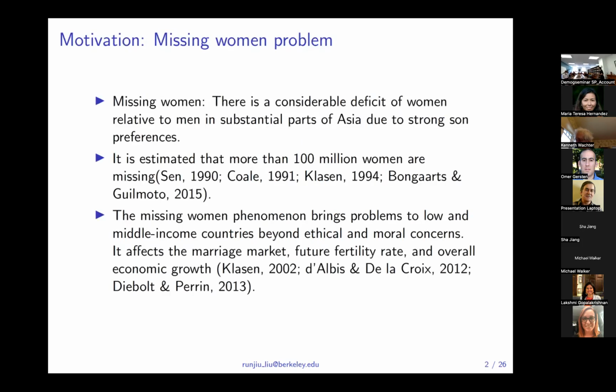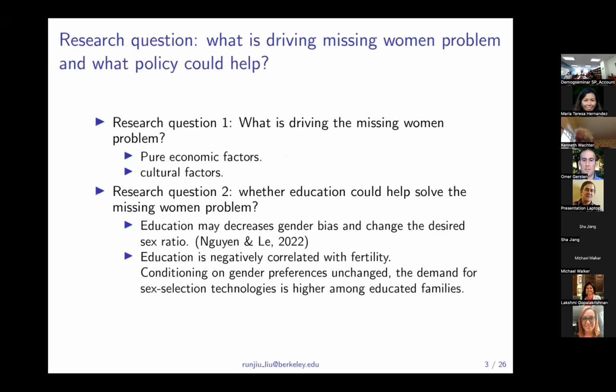A little bit of motivation about the missing women problem. Here, missing women does not refer to women being kidnapped or killed. There's a huge deficit of women relative to men in a substantial part of Asia due to strong son preference. It could happen at the prenatal stage due to sex-selective abortion, or at the afterbirth stage due to unequal healthcare. It is estimated that more than 100 million women are missing. To emphasize the importance of this question, the missing women phenomenon brings problems to low and middle income countries beyond ethical and moral concerns. It affects the marriage market, future fertility rate, and overall economic growth. Despite the importance of this problem, there's limited empirical evidence of what mechanism is driving it and what policy or things we could do to help alleviate it.